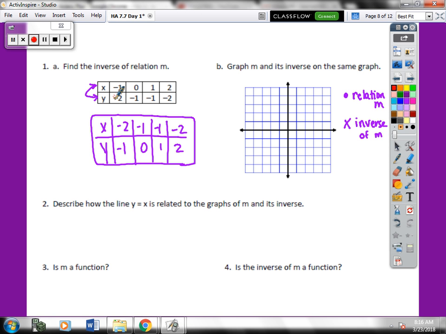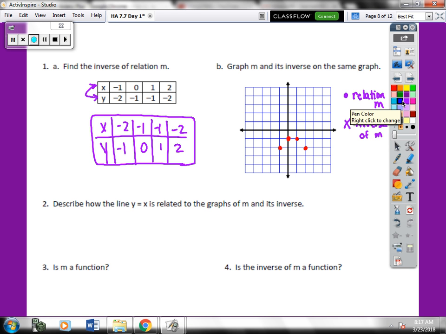So regular M would be -1, -2, 0, -1, 1, -1, and 2, -2. Don't connect the dots because they didn't tell us we should. This is just a set of ordered pairs.